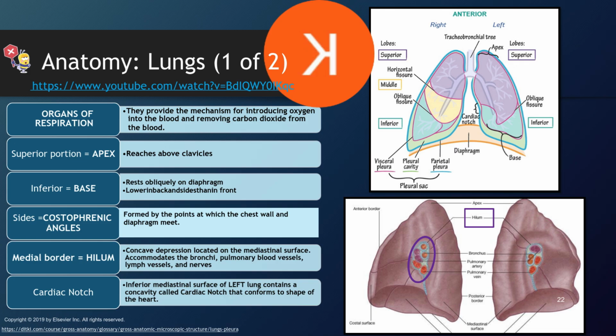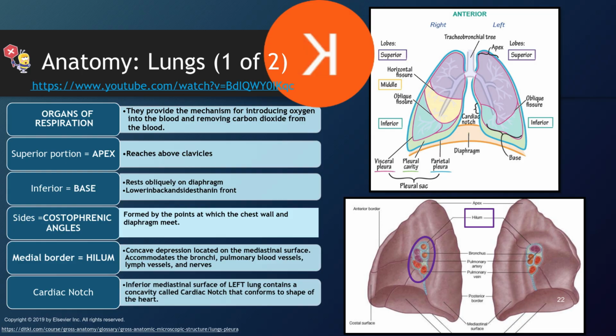And then we have our medial border, which is the hilum. It's a concave depression located on the mediastinal surface. It accommodates the bronchi, pulmonary blood vessels, lymph vessels, and nerves. Then we have our cardiac notch. The inferior mediastinal surface of the left lung contains a concavity called the cardiac notch that conforms to the shape of the heart. So if you guys can see this anterior view of your right and left lung, it shows the tracheobronchial tree. Then going down, we see the apex.